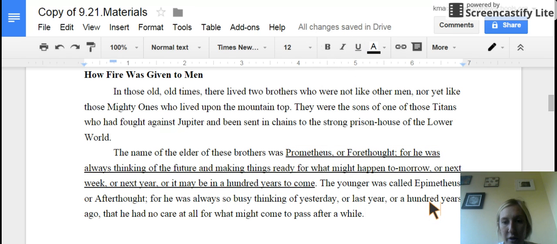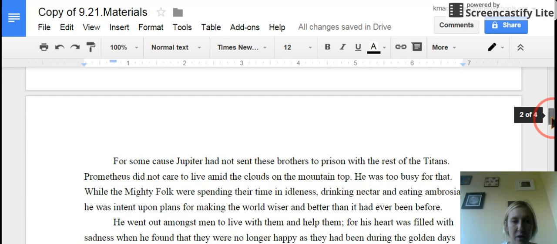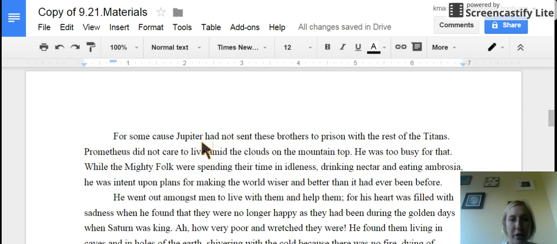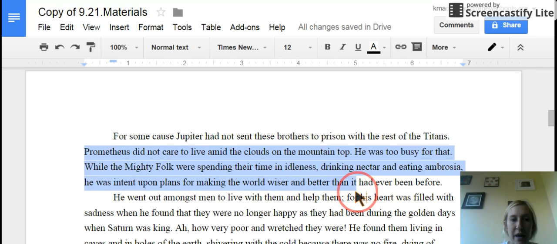The younger was called Epimetheus, or afterthought, for he was always so busy thinking of yesterday, or last year, or 100 years ago, that he had no care at all for what might come to pass after a while. For some cause, Jupiter had not sent these brothers to prison with the rest of the Titans. Prometheus did not care to live amid the clouds on the mountaintop. He was too busy for that.